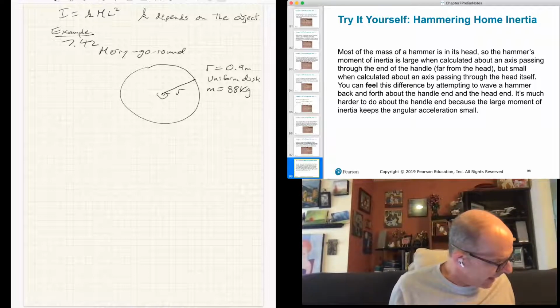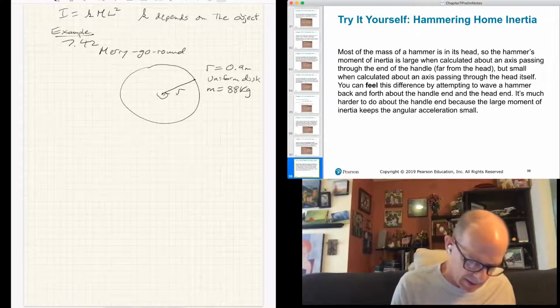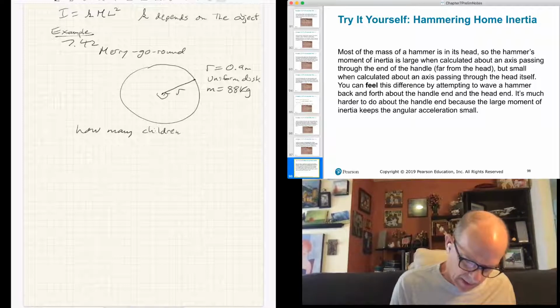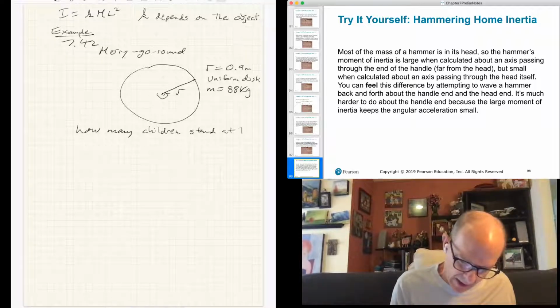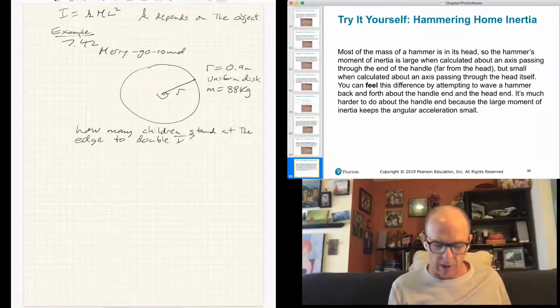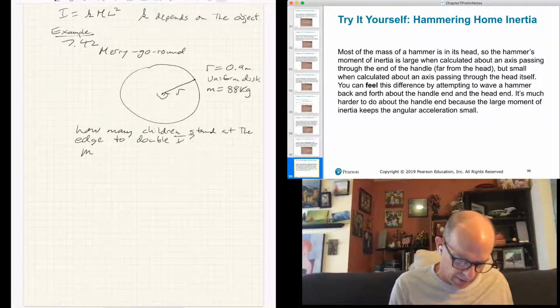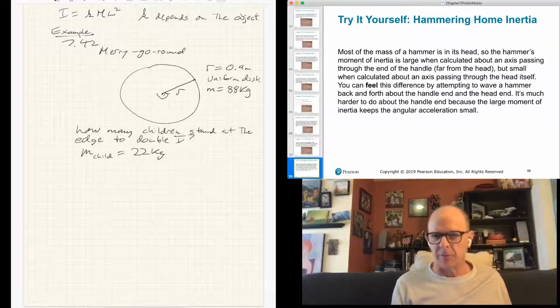And the question is, how many children stand at the edge to double the moment of inertia of this merry-go-round, where the mass of each child is assumed to be 22 kilograms.